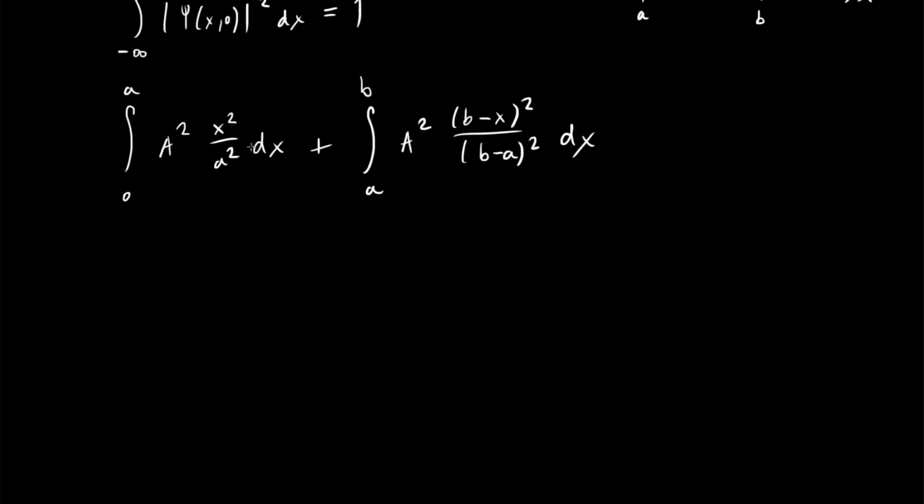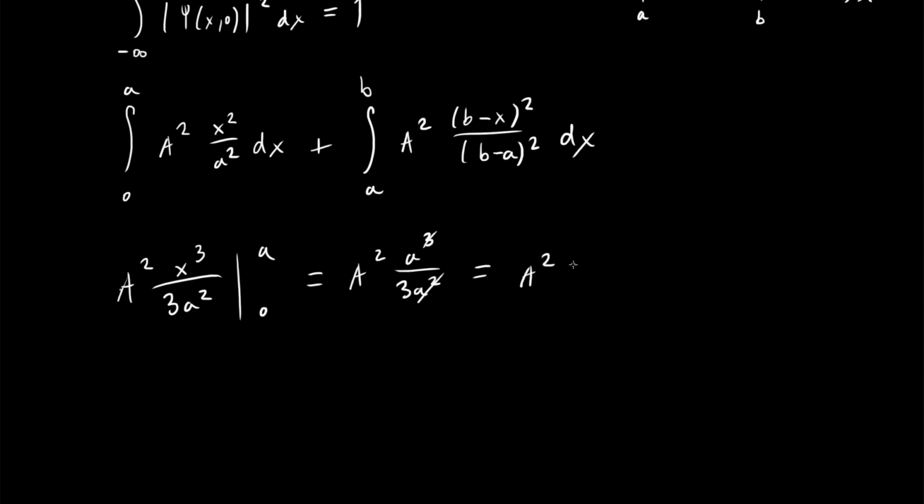Now we could solve this left integral first. This will be A squared x cubed over 3a squared from 0 to a. We can ignore the 0 case, as this will just be 0. It's going to be A squared, a cubed over 3a squared. These will cancel, and then it will be A squared a over 3.